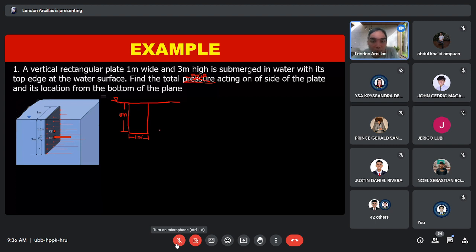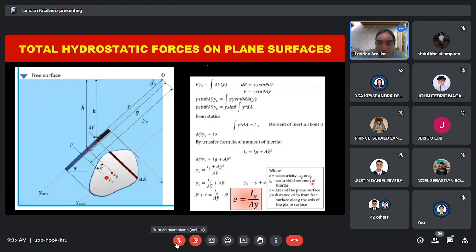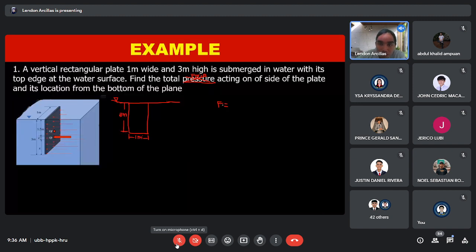Okay. So, to find the total hydrostatic force, ano nga yung formula na yun? That is the specific weight of the medium that is submerged times the h-bar times the area of the object. So force is equal to the specific weight of the liquid where the object is submerged, that is water, so that is 1 times 9.81, or just 9.81. Next is yung h-bar. H-bar is the centroid to the surface.